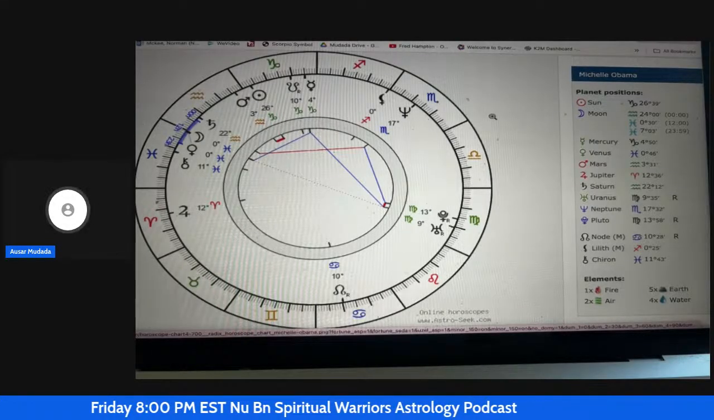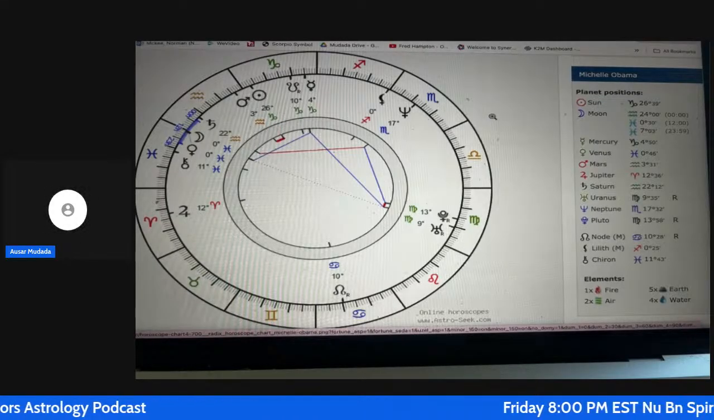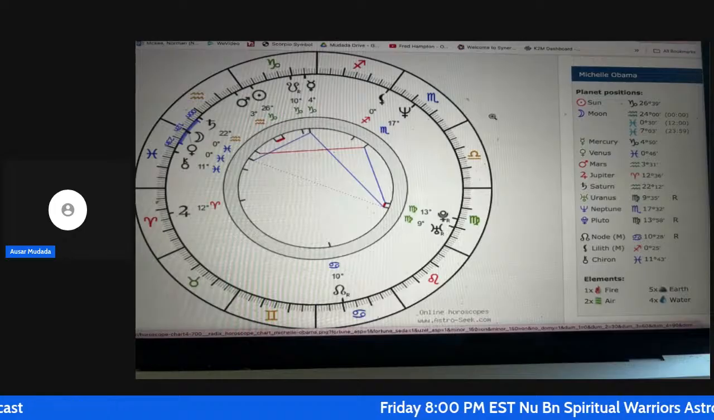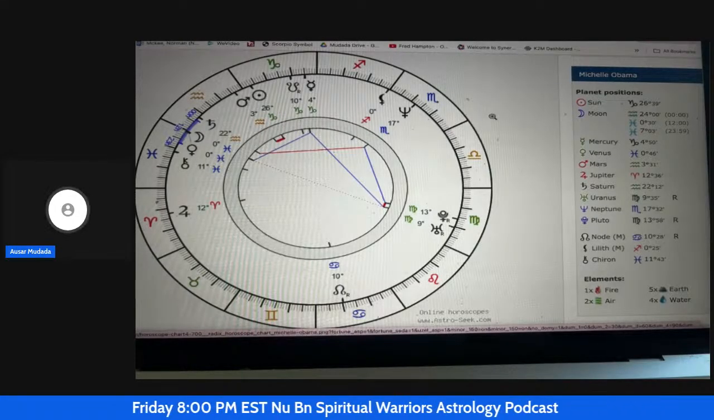So we found conjunctions. Now we're going to spread it out a little bit and see if we can find a trine. See if we got any trines in here. We may have some, we may not.